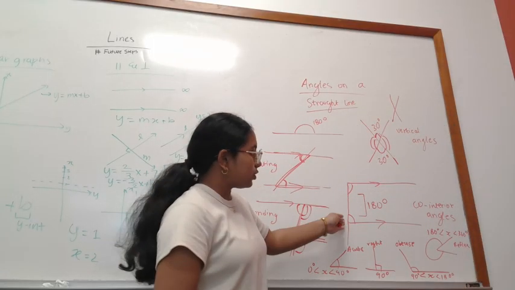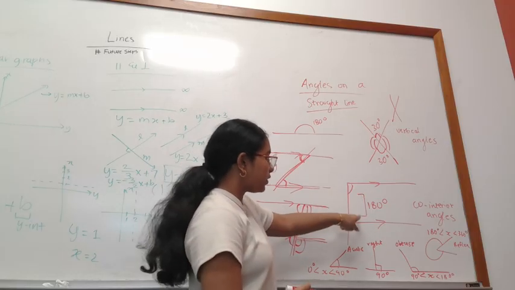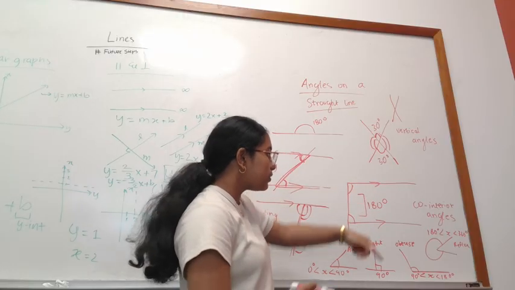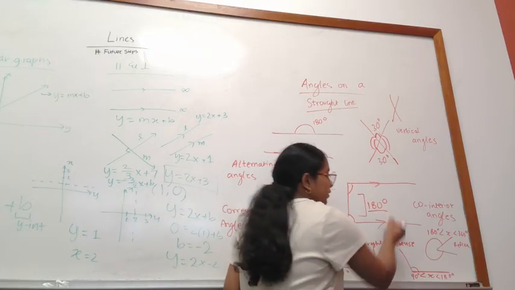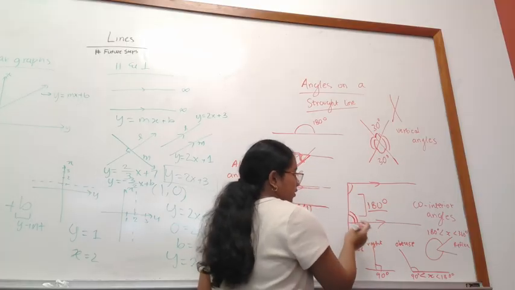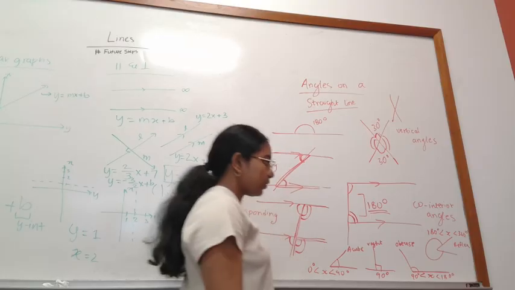And then you have co-interior angles. This basically means that if you have two angles like that, when you intersect a line between parallel lines, they add up to 180 degrees. So in this case, this is a different angle, of course, and these would both add up to 180 degrees.